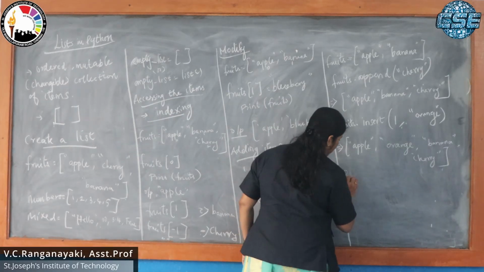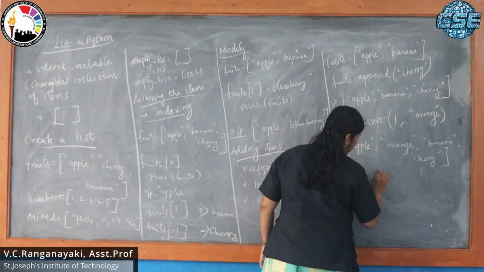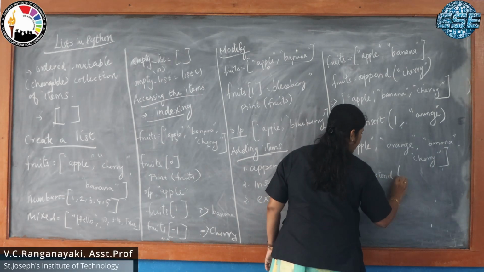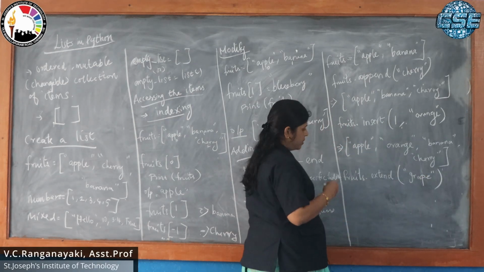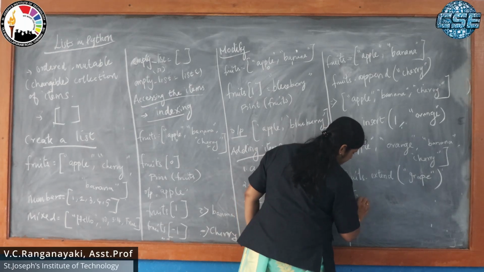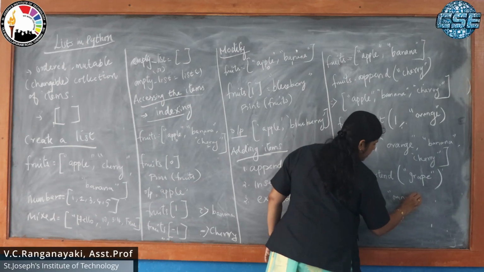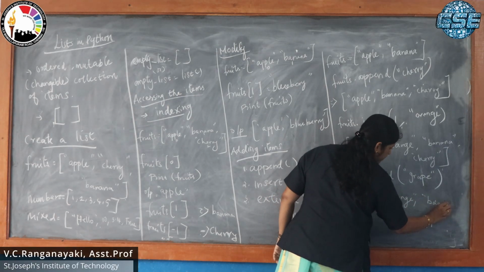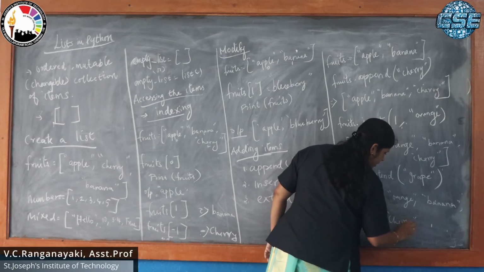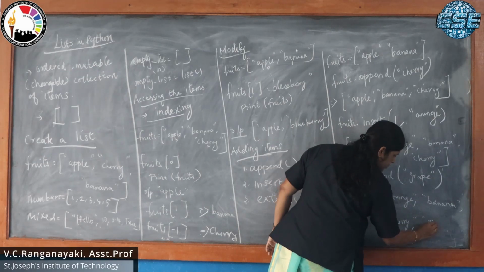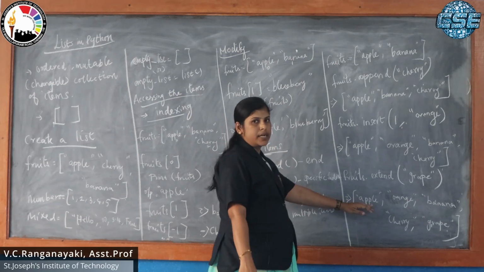Next is fruits dot extend. Okay, extend. I want to extend one more item, grape. Okay. Now the list changed as apple, comma orange, comma banana, comma cherry, and we added a grape. So grape. Okay. So now the list is extended these many items.